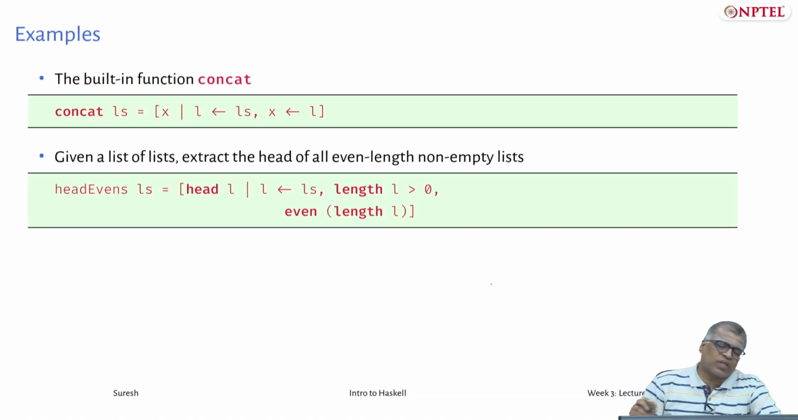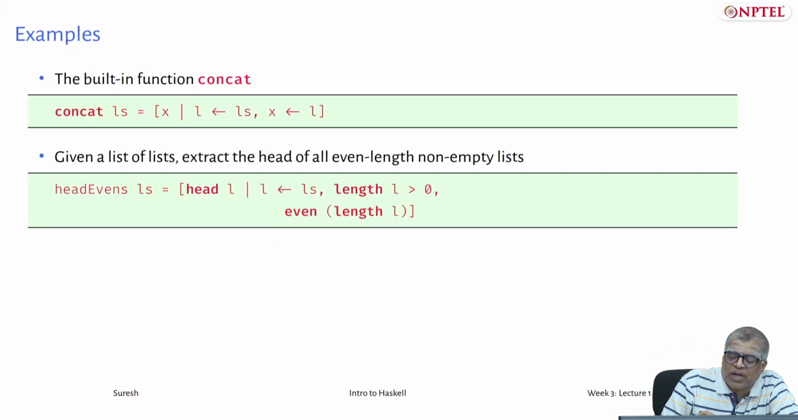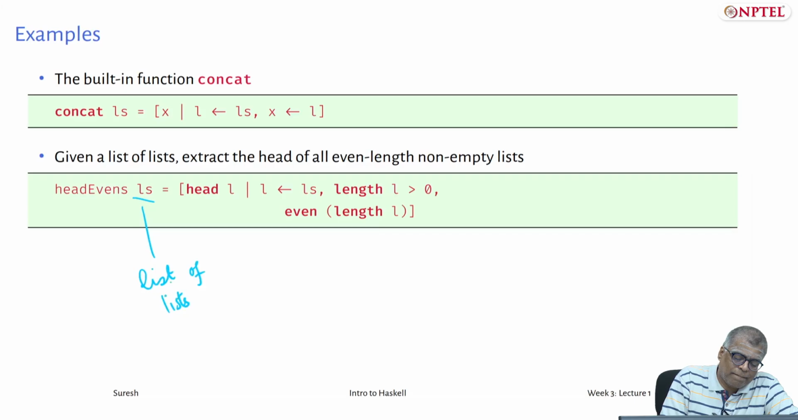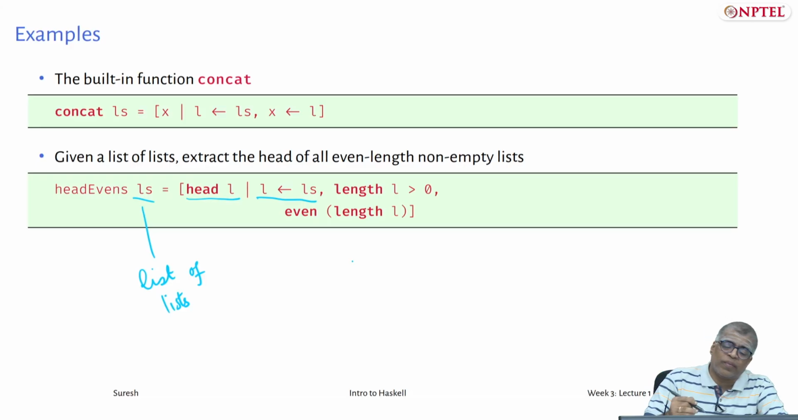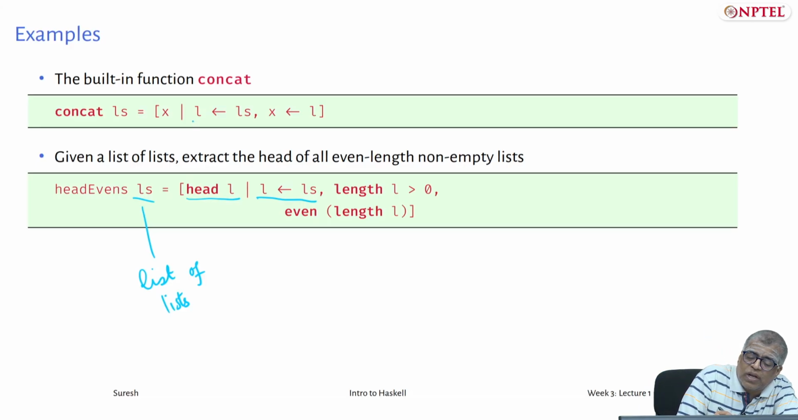I can also have more complex things. Given a list of lists, I can extract the head of all the even length non-empty lists. This is nice. So I am saying headEvens of ls, where ls is a list of lists, is the head of l such that l comes from ls, length of l is greater than 0 and length of l is even. But once again Haskell GHCi will issue a warning if you use head. So what do we do? You can actually use these list generators.